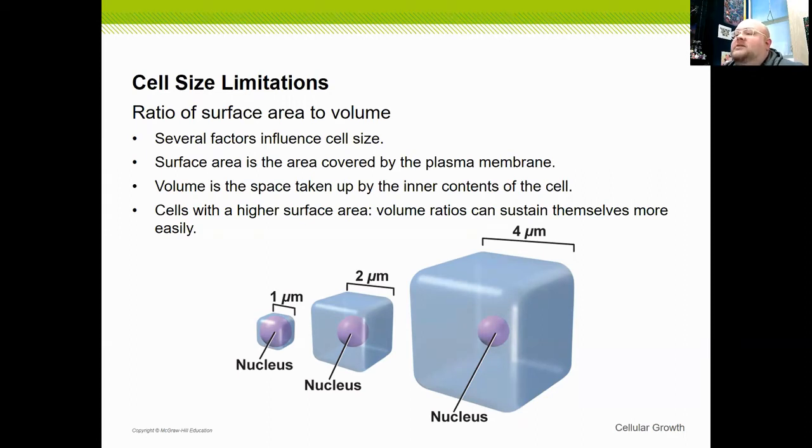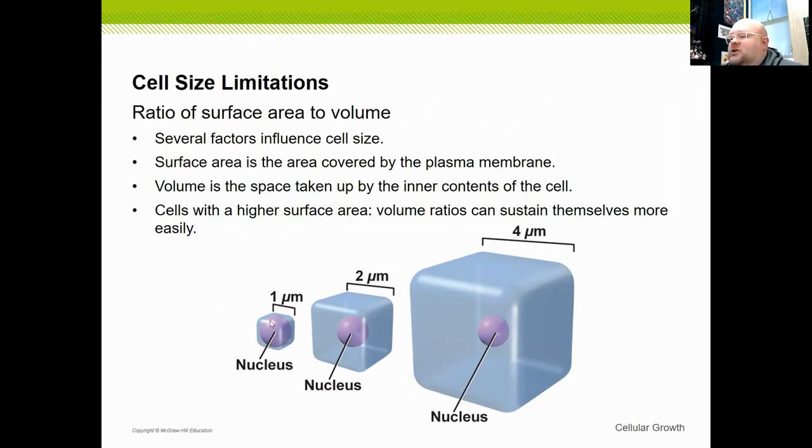So several factors influence a cell's size. Surface area is the area covered by the plasma membrane, and the volume is the space taken up by the inner contents of the cell. And cells with a higher surface area to volume ratio can sustain themselves more easily.